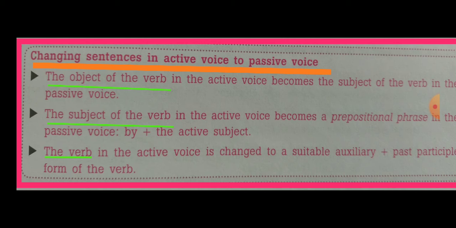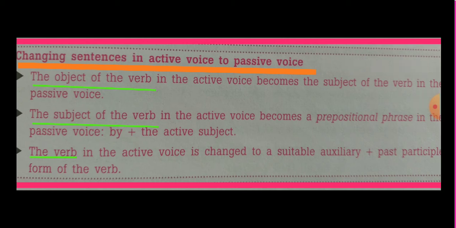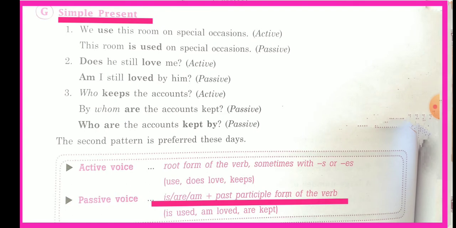As we know, always past participle is used in passive voice along with a suitable auxiliary. So we will learn it in detail according to the tense. Now, if a sentence in active voice is given using simple present tense, then what changes we have to bring in the verb? Here in active voice, simple present tense means root form of the verb plus s or es would be given, like use, love, keeps. So here verb first form plus s or es will be given.